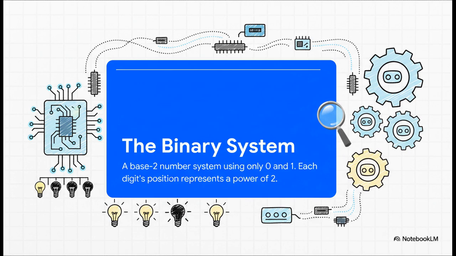We're all used to our decimal system, right? Base 10. It gives us 10 digits to play with, 0 through 9. Well, binary is base 2. It only has two digits, 0 and 1. But here's the secret. The real magic isn't about the digits themselves, but where you put them. Which brings us to our next point.